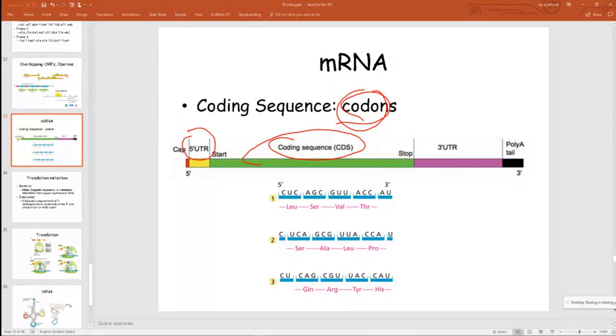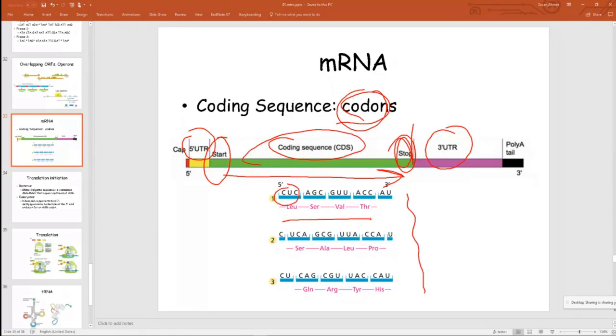5' UTR is the 5' untranslated region, meaning that portion does not become a protein. The 3' untranslated region is again not translated into a protein. We have that triplet stop signal and a start signal. In between that is a sequence that will be converted into a protein. Okay. And this figure shows 3 different frames. Depending on how you chunk out these different frames, you're going to end up with different amino acid sequences.